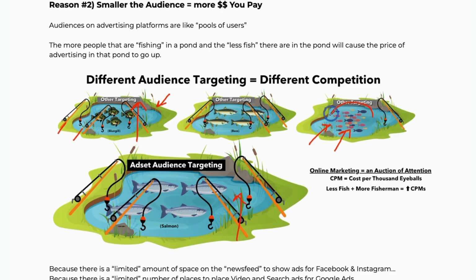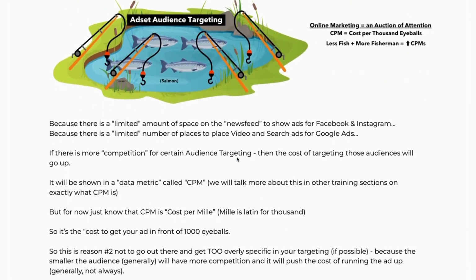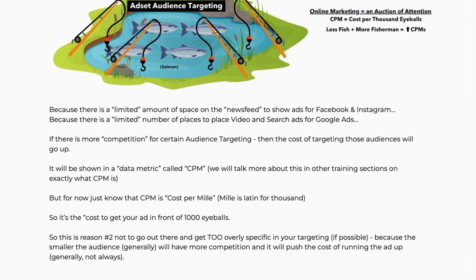And so if the pond is smaller and there are fewer fish to reach, and a lot of fishermen are trying to reach those exact same fish, then the cost of that advertising is going to go up. Practically, when we talk about what this looks like on the social media platforms, there is a limited amount of space on the actual news feeds. When you open up Facebook or Instagram or go on YouTube, there can't be only ads, because then people are not going to want to go on the platform. So about every 3 or 4 posts on Facebook and Instagram is going to be an ad, which means there's a limited number of places on the news feed in which ads can be placed.